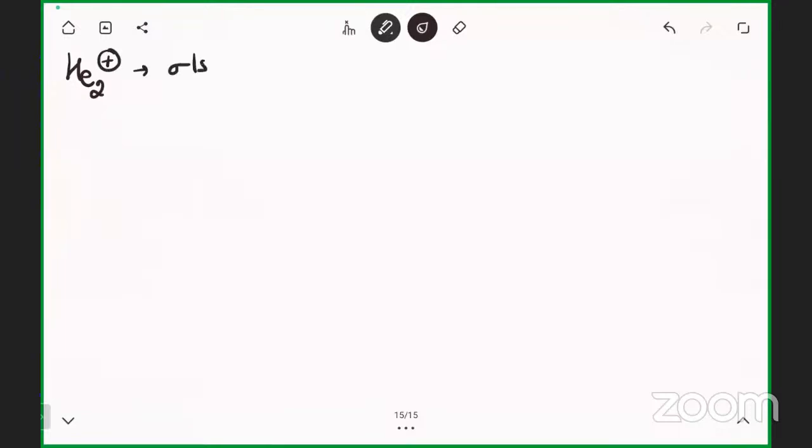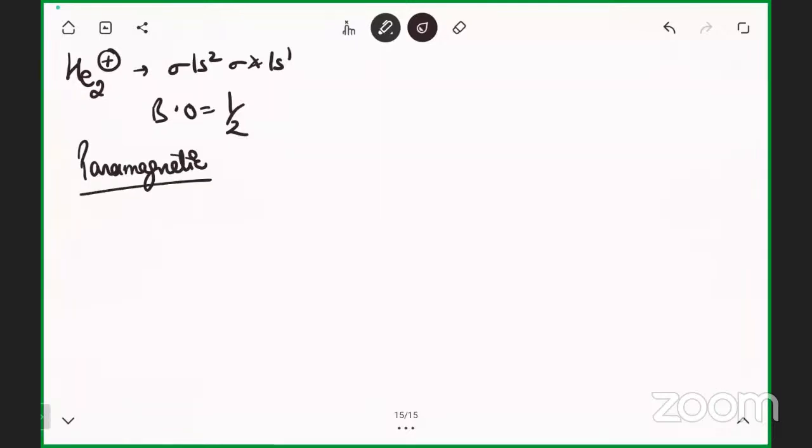The configuration will be sigma 1s2, sigma star 1s1. Bond order, just directly calculate it. We don't need to make the diagram. It will be (2 minus 1) upon 2, so the bond order will be half. So again, the compound will be considered Paramagnetic. Paramagnetic, very good.